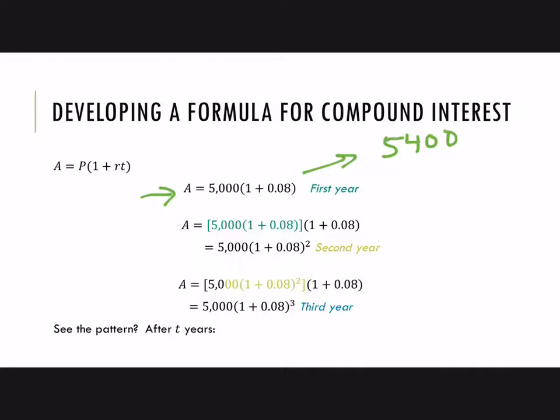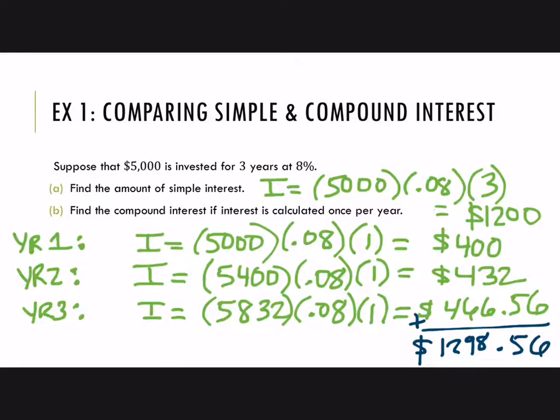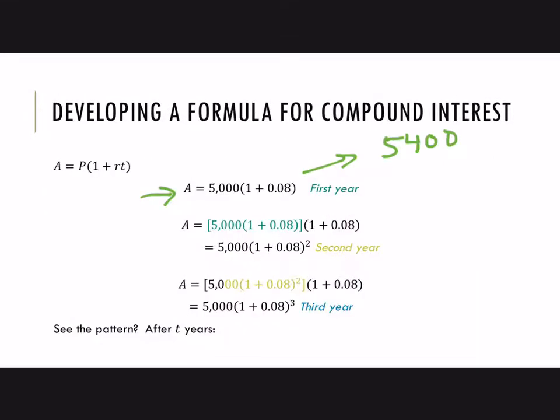Now the second year, the only thing that's different with compound interest is that instead of using the original principal, we're replacing that with the principal plus the interest. Remember, we replaced it with $5,400. So this part in blue, this is the first year amount. This equals $5,400. And then here I'm multiplying times 1 plus rate times time. And here t is just a 1 because I'm calculating it once per year. So then that gives the second year.